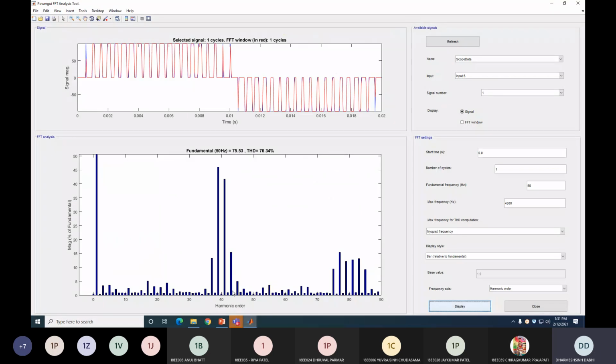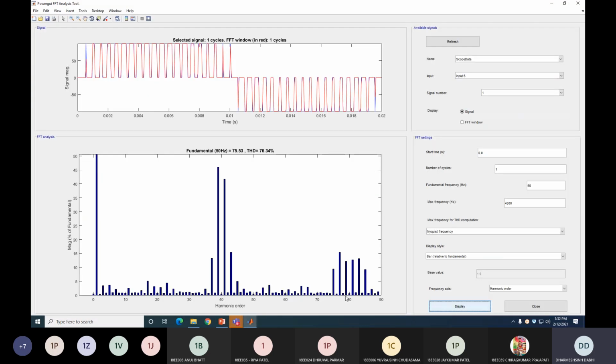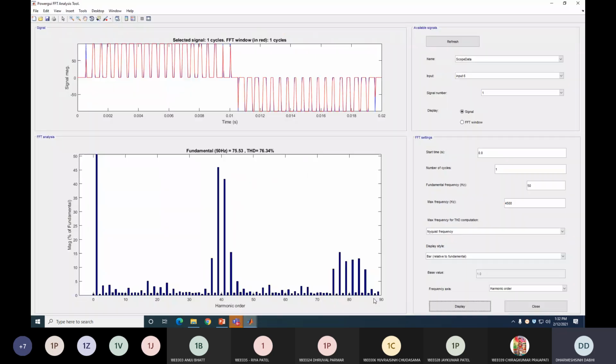So you can see the next level is this 37 and this 43. Clear? In the next level, it is 4MF plus minus 1. It means 79 and 81. You can see that is 79, this one 80 is almost 0, and this is 81. Clear? And then 4MF plus minus 3, which is 77 and 83. So you can see that this is 77 and this is 83.